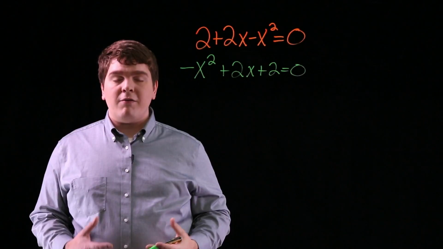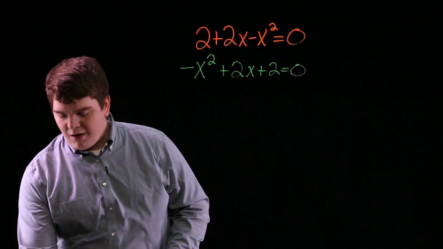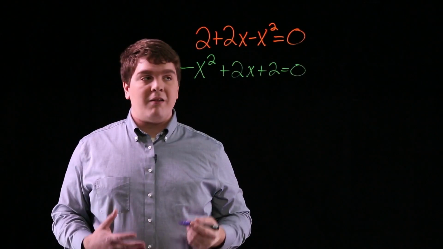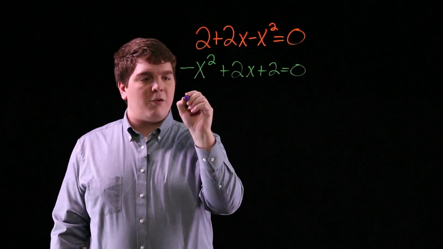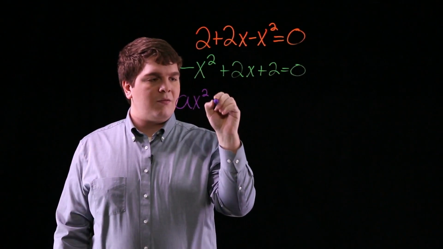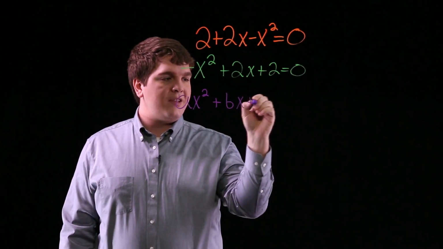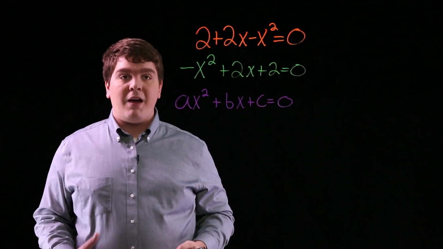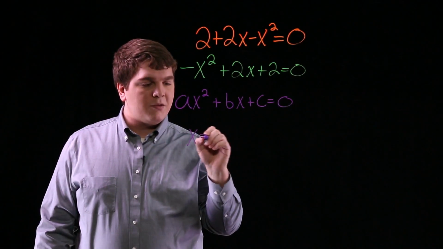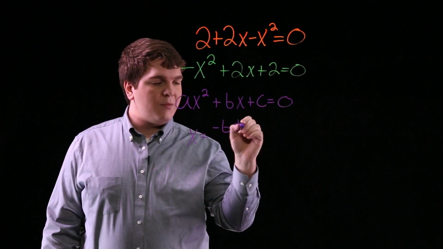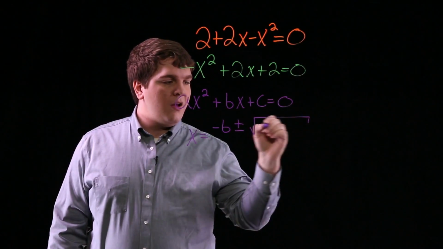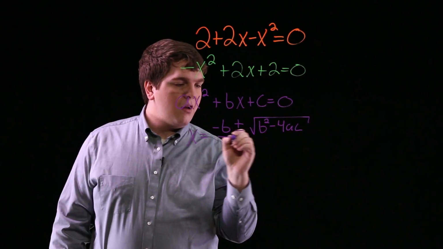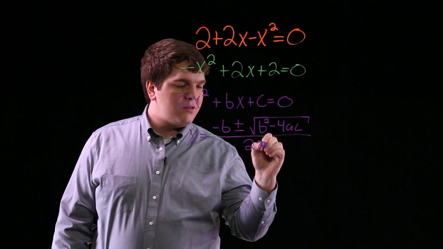Now, since we want to use the quadratic formula to solve this quadratic equation, let's recall what the quadratic formula states. It states that if we have a quadratic equation in the form ax squared plus bx plus c equals 0, we have the solutions for x. We have x is equal to negative b plus or minus the square root of b squared minus 4ac, all divided by 2a.